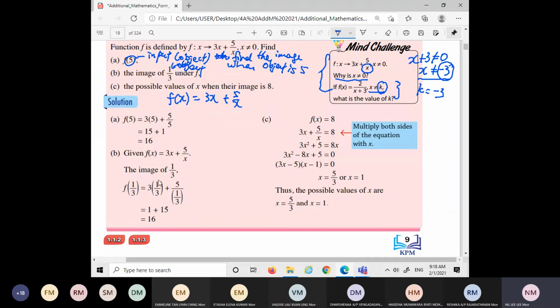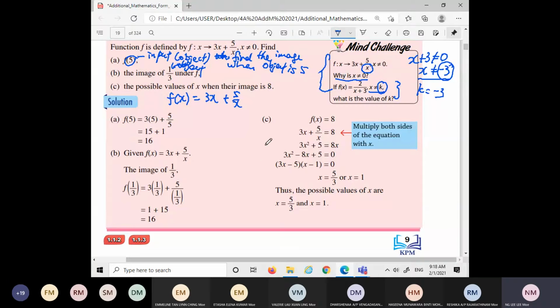Then you solve. This part you can just press the calculator. But remember when you press the calculator for this, you have to be careful. It's 5 divided by, you can put the 1 over 3. If not, you have to put in a bracket 1 divided by 3.